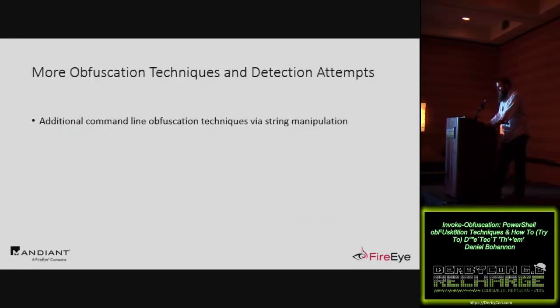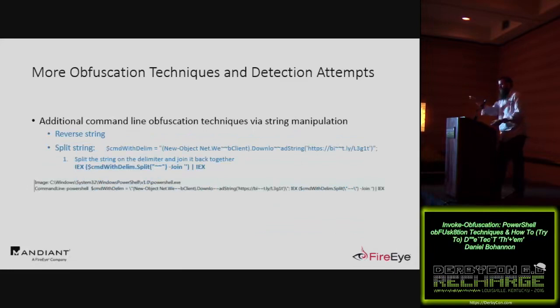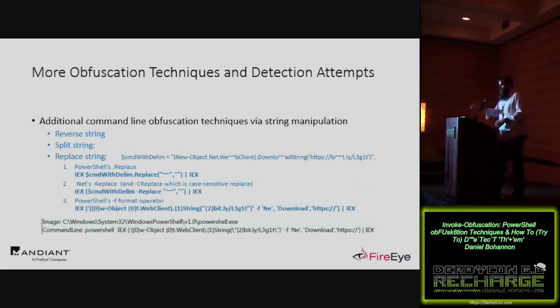So, more obfuscation techniques. Remember we looked at the PowerShell 1.0 syntax where it took the entire command, treated it as a string, and then did string concatenation and things like that, right? Well, what other string concatenation techniques can we do? We can reverse the string. We can do that by traversing it in reverse or casting it to a char array and then calling the reverse function, or using the .NET regex right to left. That way, what actually is hitting the command line is the entire command in reverse. We can split the string, insert garbage delimiters and then split on that delimiter, piece it back together, and invoke it. Similarly, we can put in garbage delimiters and use split, whether it's the PowerShell split, .NET's, or the PowerShell replace, or .NET's replace.